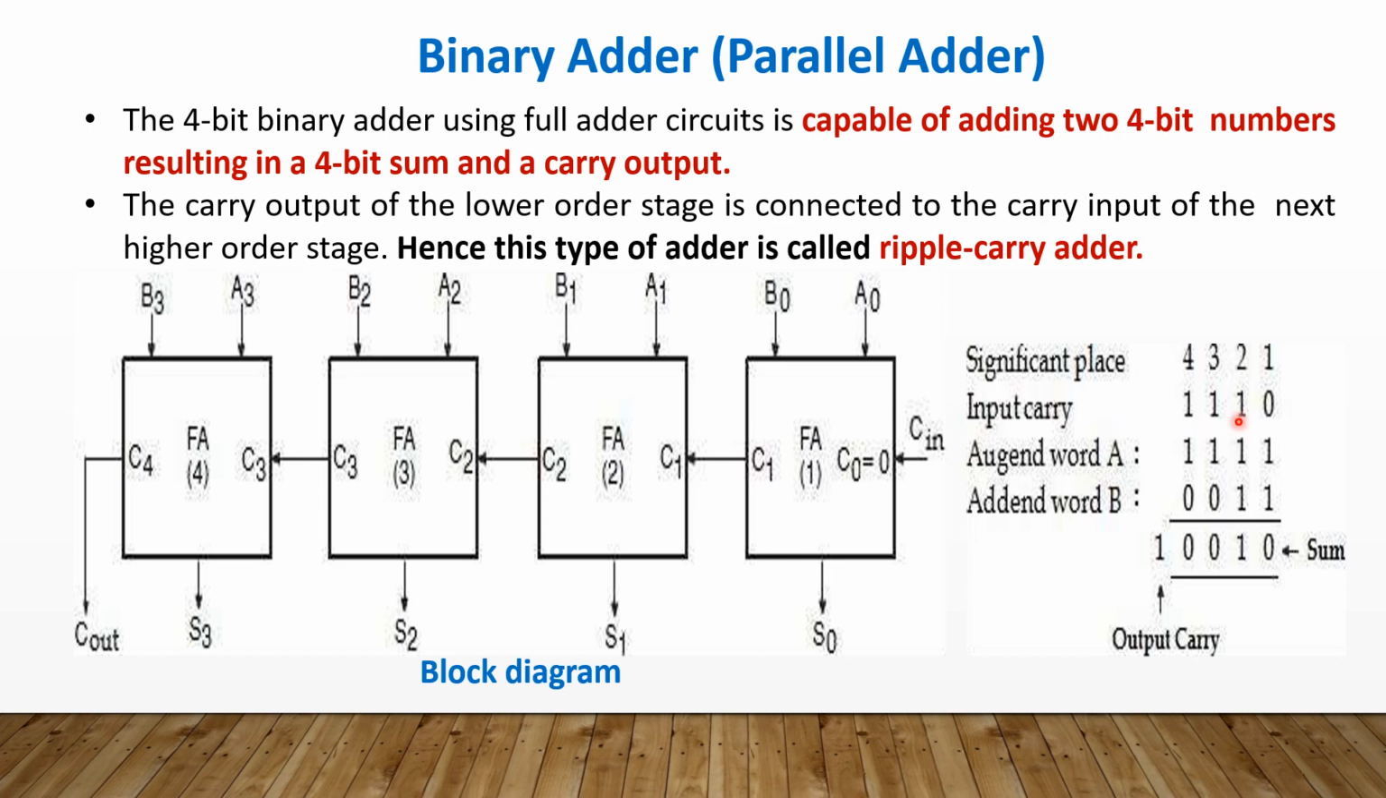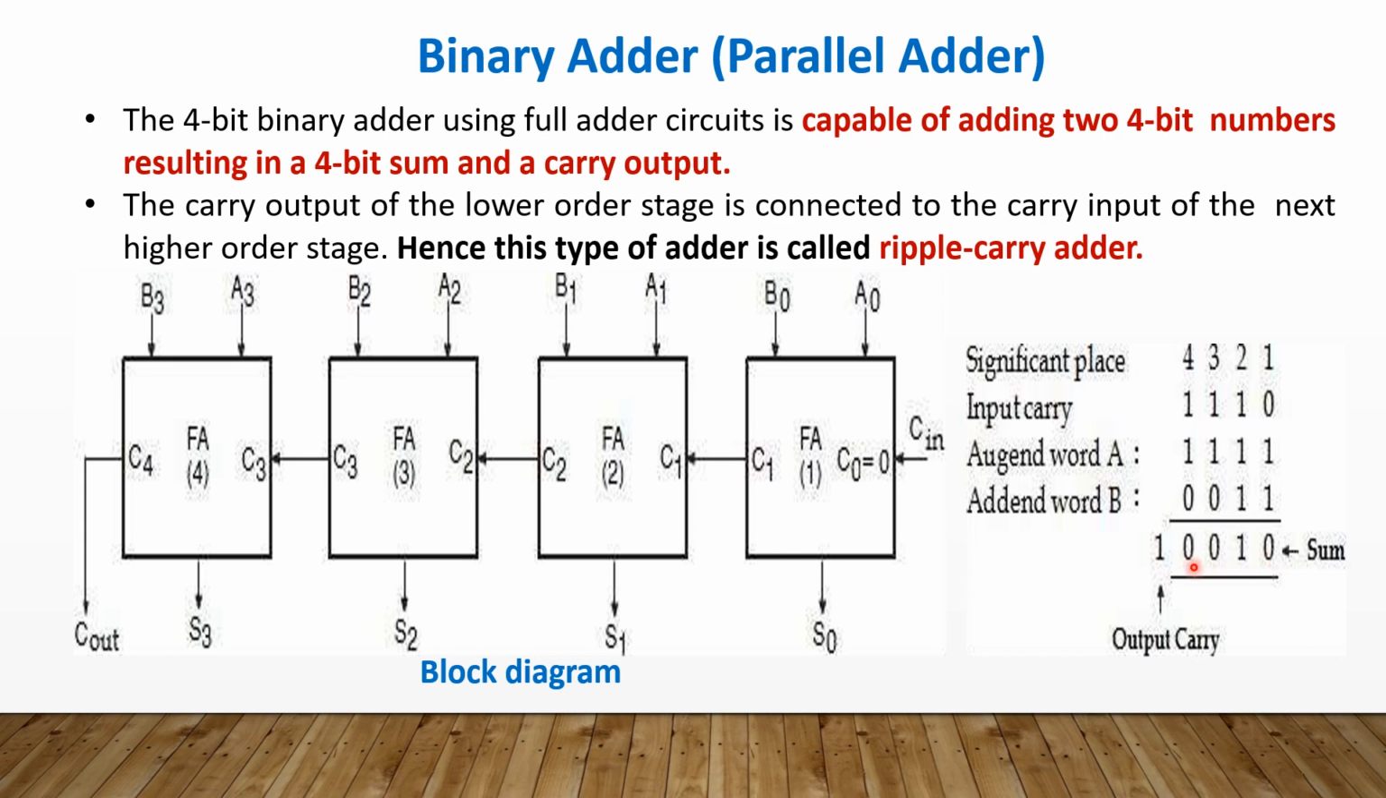Now 1 plus 1 plus 1 is 1, 1. So the sum is 1 and the carry is again 1. Again this will act as an input carry to the next higher order stage. Now it is 1 plus 1 plus 0, so obviously it is 1, 0. So 0 is the sum, and again there will be a carry input. Now 1 plus 1 plus 0, again the sum value is 0 and carry is 1. So the final carry is the output carry, and the sum value is 0, 0, 1, 0.